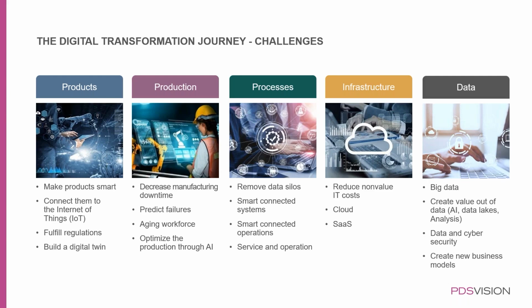Of course, for production, we always want to decrease manufacturing downtime. We want to be able to go in and predict failures, which once again gets into some of our quality type tools. With the aging workforce, we want to be able to capture that knowledge and experience, and we can do that by using some technology to streamline some of the functions that were done in the past, and of course, optimize production through AI, artificial intelligence.